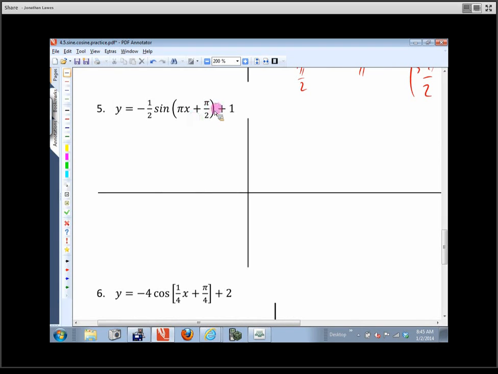Yeah, you've got to pull that out. You've got to factor that out. So I'm going to write it this way. There's nothing wrong with the -1/2. So I'm going to write y equals -1/2. And then this is going to be sine. And this has to be factored. So I'm going to take out a pi. And I'm left with x. And then if I take out a pi, what am I left with here? +1/2. Which looks really awful there. And then that would be plus 1.